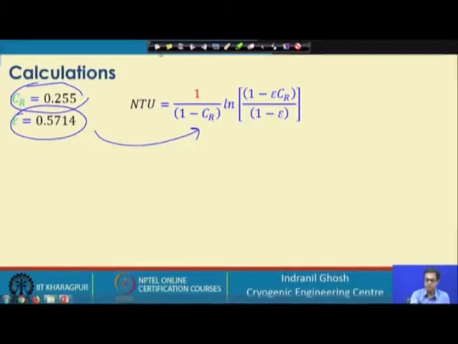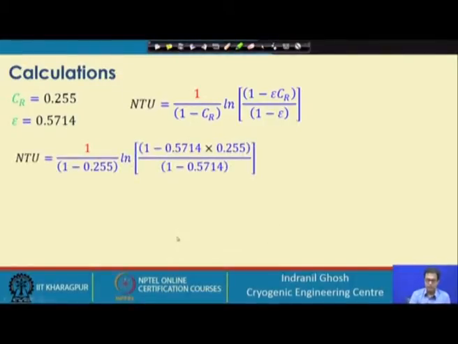if we now try to estimate this, we put in the values and we get 0.9259. So, now we know the NTU. And what is the NTU? NTU is basically UA by C min.